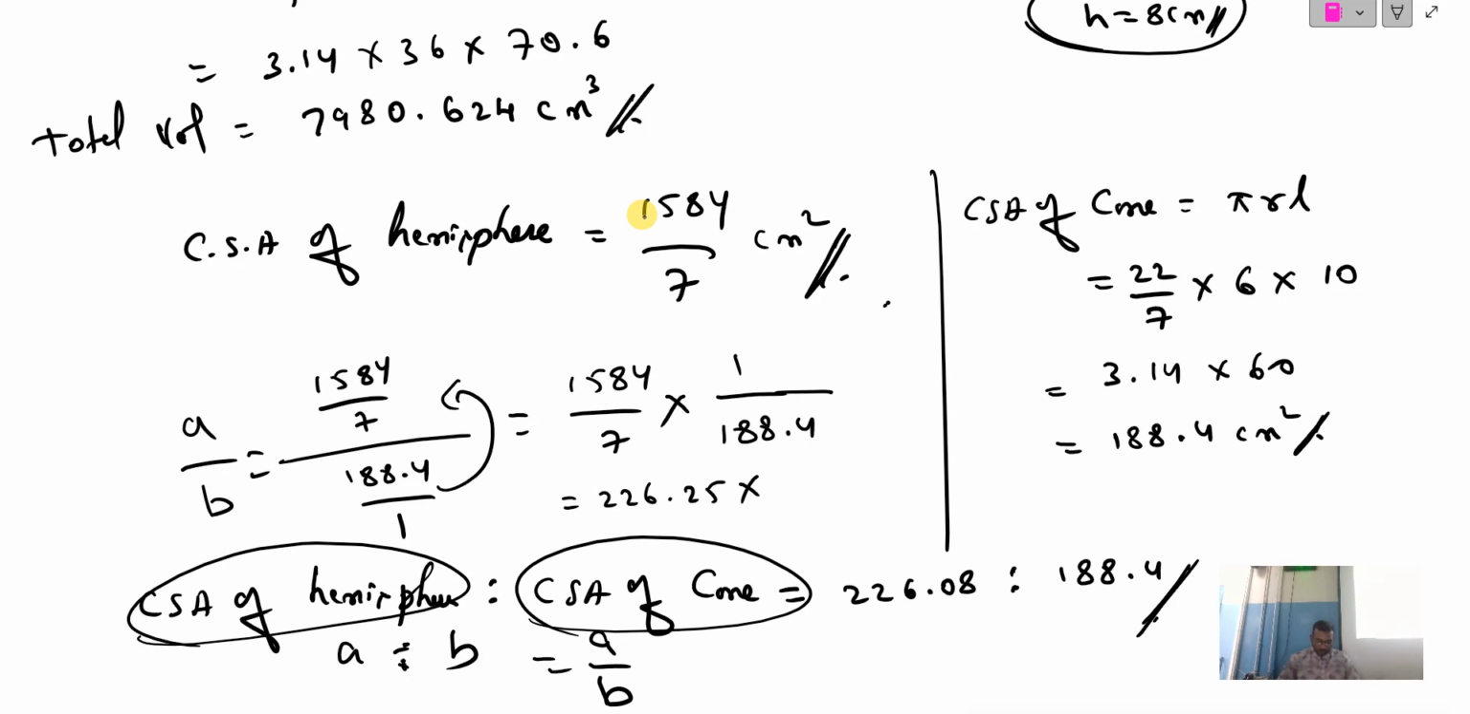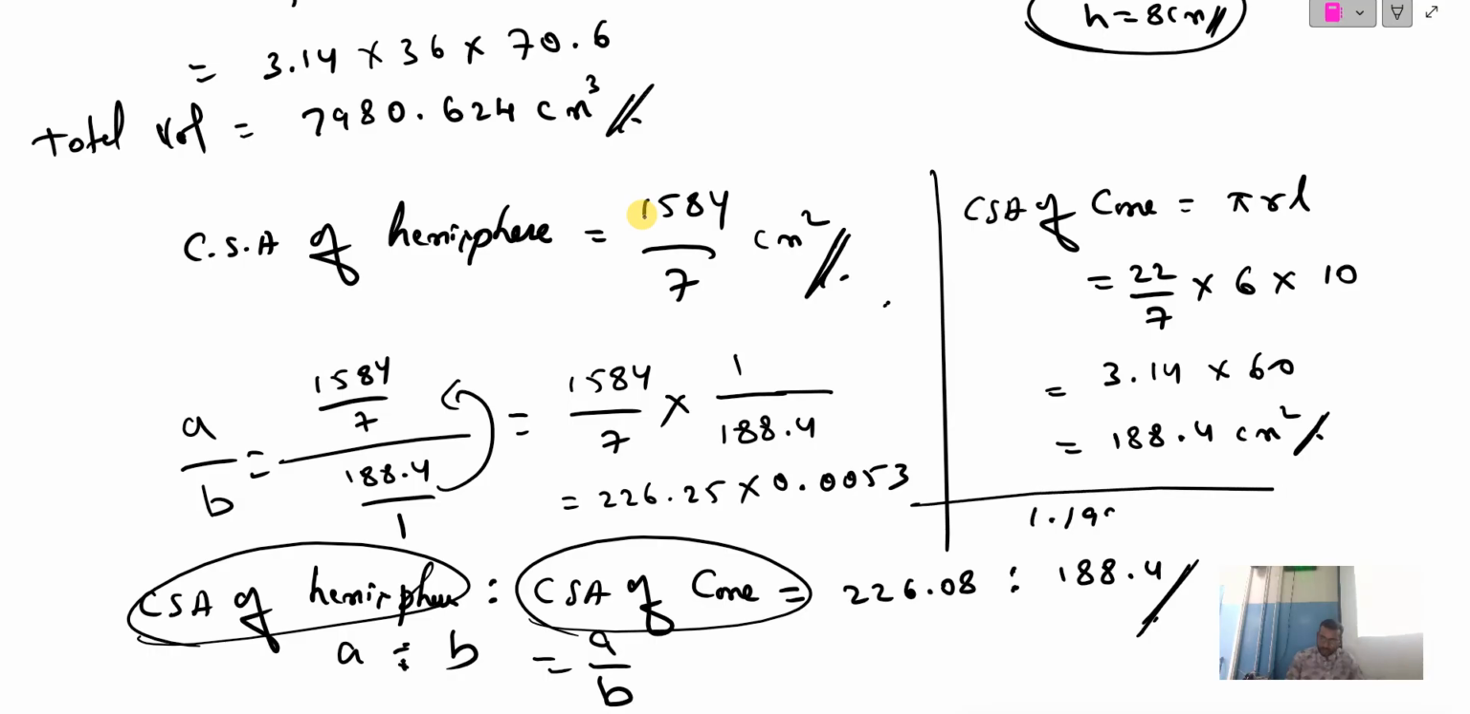226.08 divided by 188.4, approximately you are getting 1.2 here. See, 1.19 is nothing but 1.2 approximation. Both the answers are correct. So which one will you take? The first one. Okay, you can do, not bad. But I've just found out.